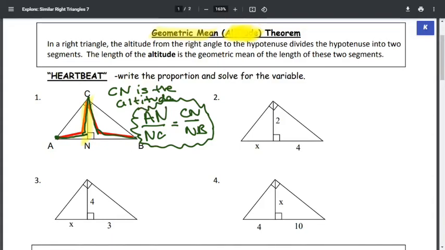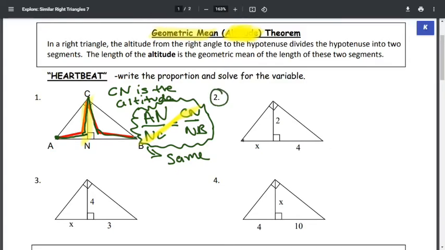One thing that's important to see is that NC and CN, those are the same. So that's always going to be the same number or a variable, like you would see here in number 4. But this is the method, or the way, that we're going to go about solving these problems. And to show you what one looks like, let's look at number 2.